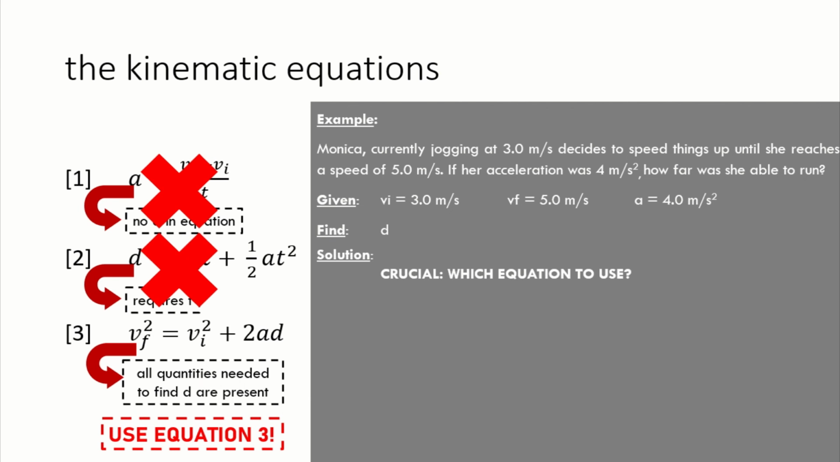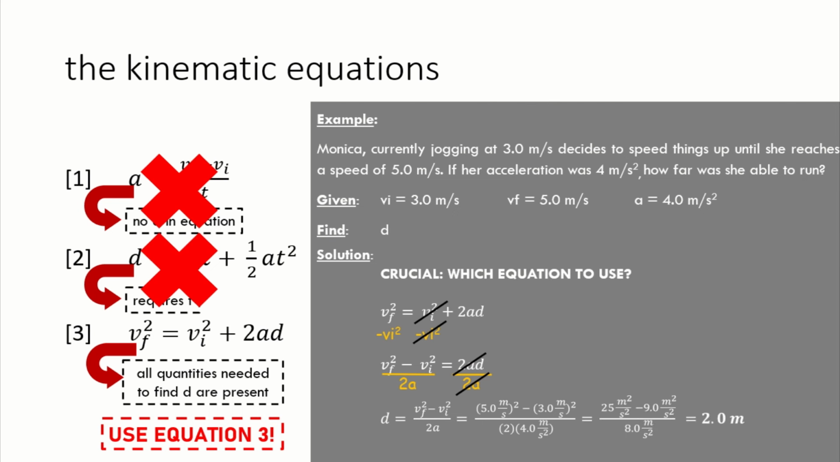Now this is where one's algebra know-how will be tested. To solve for the displacement, we must subtract v sub i squared on both sides of the equation, leaving us with just 2ad on the right-hand side. To completely isolate displacement, we divide both sides by 2a, giving us an equation for displacement. Substituting the quantities that were given to us, we get d is equal to 2 meters.